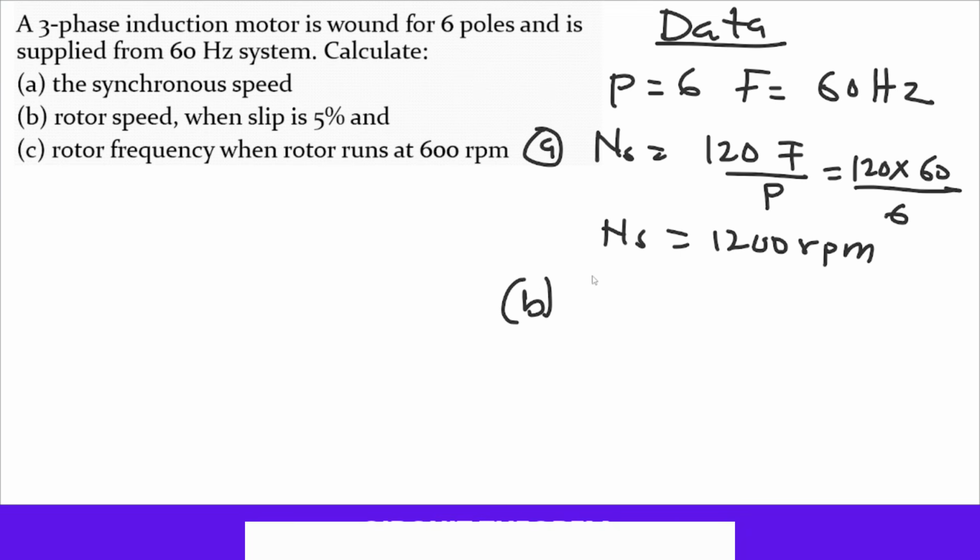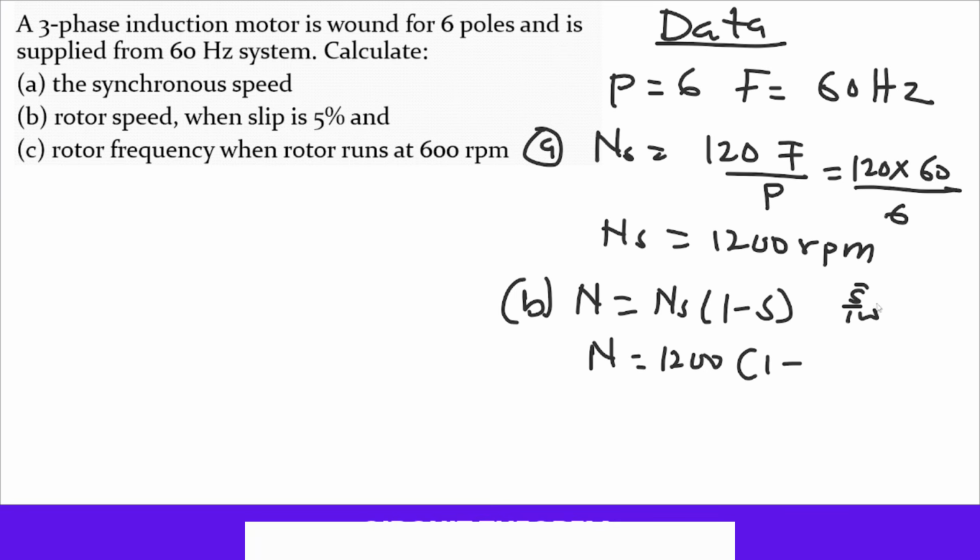B. Next thing is to find the rotor speed when the slip is 5%. So we can say that the rotor speed is given by the synchronous speed times (1 minus the slip). We've already stated this. So our speed will be equal to 1200 times (1 minus the slip). Here the slip is 5%, so 5 on 100, that will be 0.05. So that will give us a corresponding value of 1140 RPM.